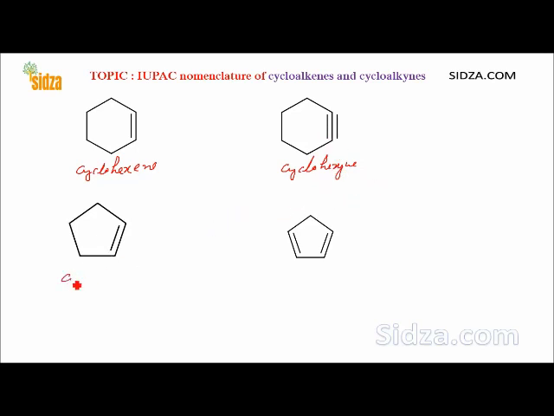This is a cyclopentene, 1 2 3 4 5, and this will be called a cyclopentadiene because there are 2 double bonds, so it is the pentadiene, right? Cyclopentadiene.